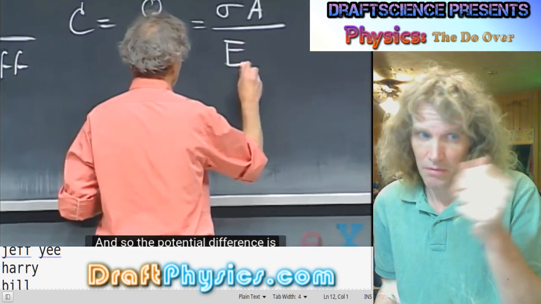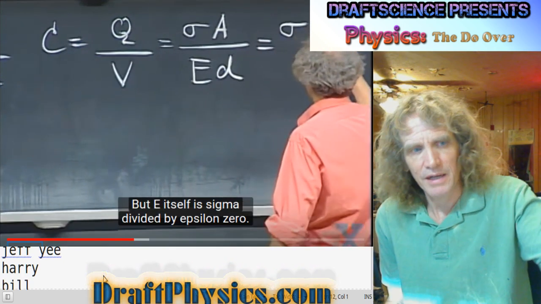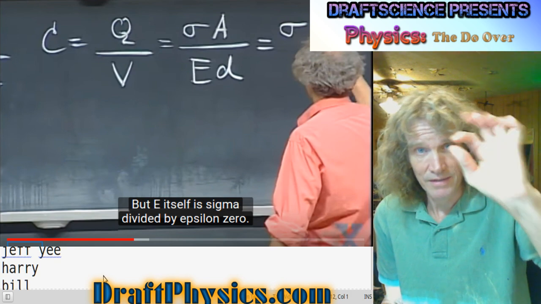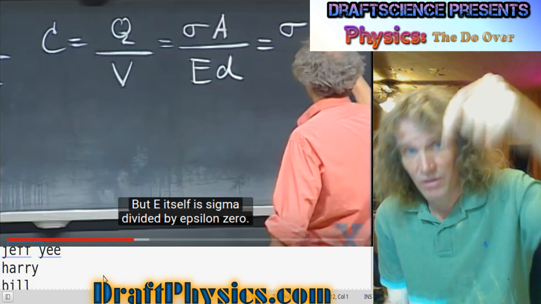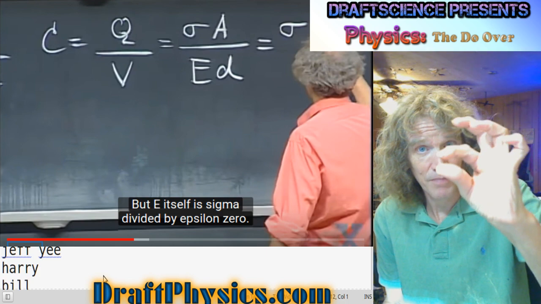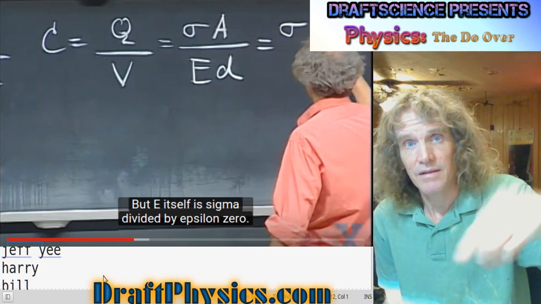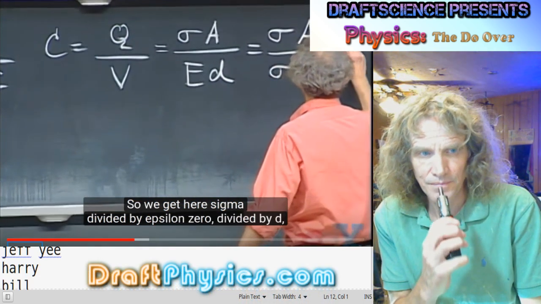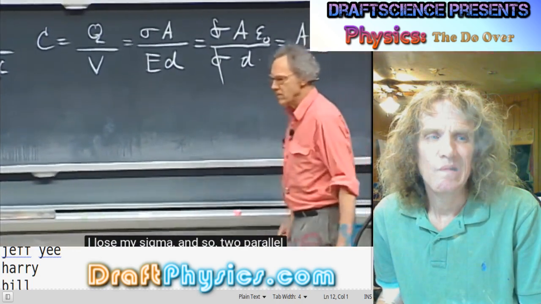And so the potential difference is the electric field between the plates times the distance d. But E itself is sigma divided by epsilon 0. So again, the distance between the plates is the important part, obviously. But what it's changing, as you decrease the distance, you're increasing the amount of volume that the charge is occupying, because the charges are moving towards, and in the case of repulsive plates, moving away. So they're increasing their two-dimensional space. So they go from a one-dimensional line, you could say, to a two-dimensional space, and that increases the volume they can occupy. So we get here sigma A divided by sigma over epsilon 0 times d. I lose my sigma, and so two parallel plates have this as the capacitance.